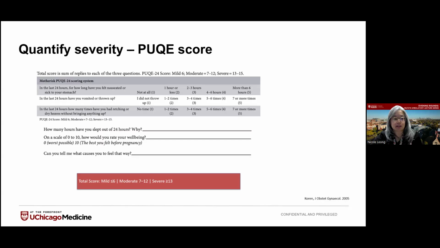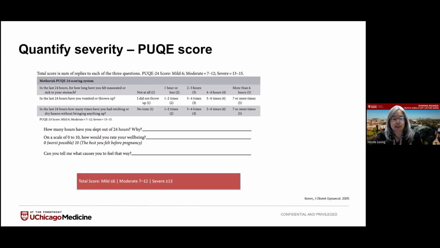And then ask some other general questions about how someone is doing, how their well-being is, like how would you rate your own well-being, how many hours have you been able to sleep. It can add some additional information to how someone's coping and how their life is. This questionnaire has not been validated to monitor response to treatment.